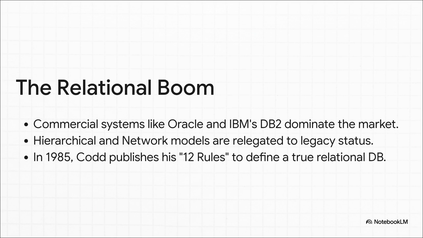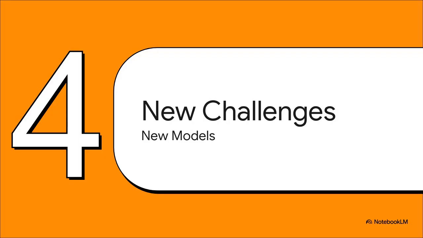Cod himself got a little worried that companies were just slapping the word relational on their products as a marketing gimmick. So in 1985, he published his famous 12 rules to define, with mathematical precision, what his model really was. But, as you know, technology never stands still. And the very success of the relational model, which brought all this order to business data, was about to face a brand new kind of chaos.